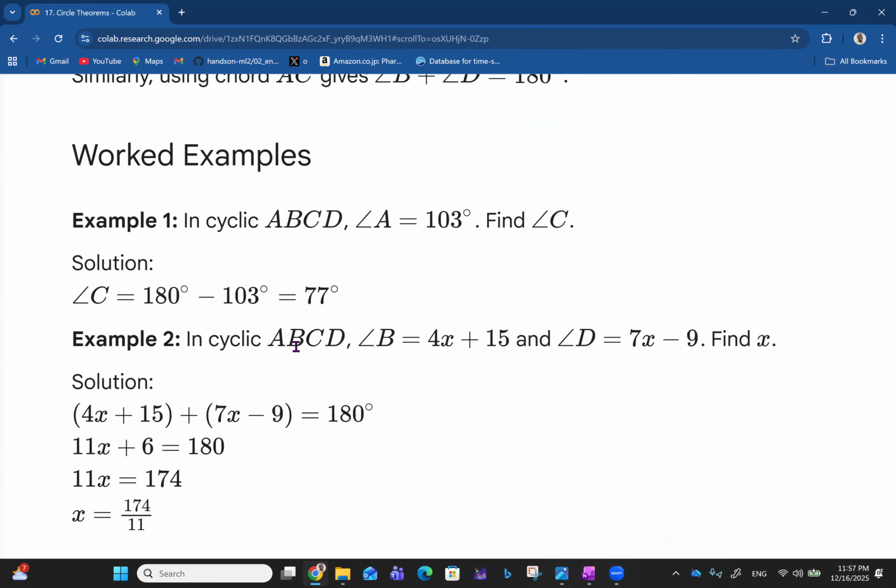In cyclic quadrilateral ABCD, angle B is 4x plus 15, and angle D is 7x minus 5. Find x. Of course, to find x, we know angle B plus angle D will give us 180 degrees, basically.